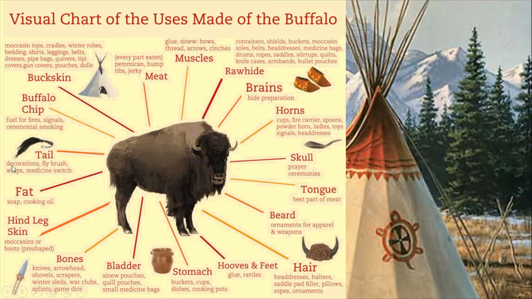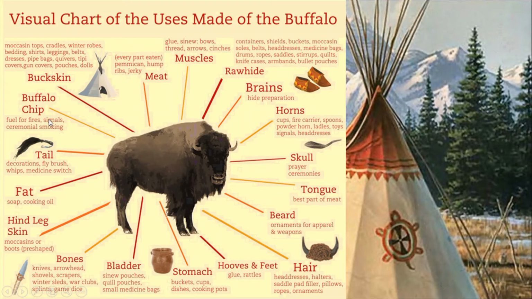They would use the fat as soap, and they would also use it as cooking oil. The skin on the hind leg would be used for moccasins or boots. And you can see here it says it's pre-shaped, meaning it's already in a shape that they could use easily to make the boots. The bones were used for knives, arrowheads, shovels, scrapers, winter sleds, war clubs, splints, game dice. They even used the bladder, which they made little pouches and bags out of to hold stuff. They used the stomach as buckets, cups, as a dish, as a cooking pot. And then the hooves they would use to make glue. They would use it to make rattles.